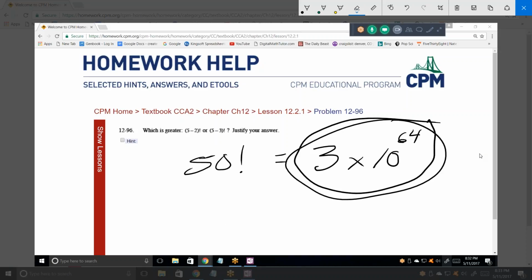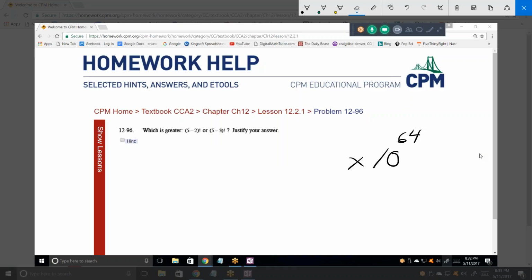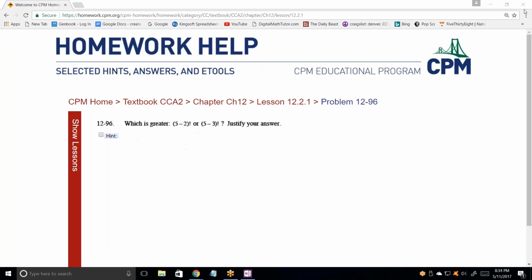All right, let's do this problem. What's 5 minus 2 factorial equal to? 3 factorial. Which is? 6. And what's 5 minus 3 factorial equal to? 2. Okay, that's all we need to say, I guess, on that one. We don't have to justify why 6 is greater than 2.